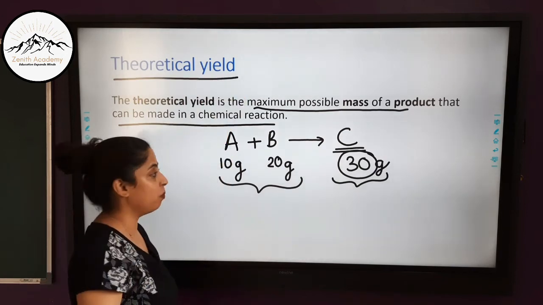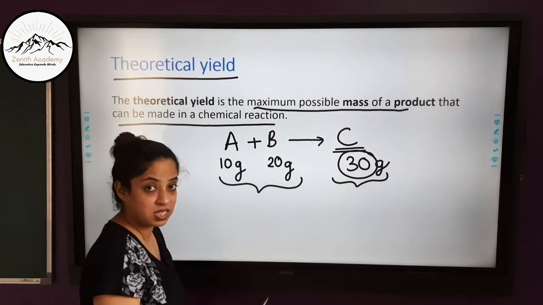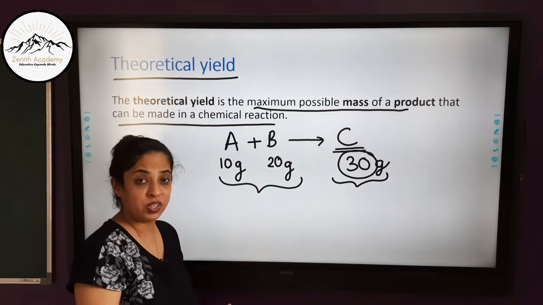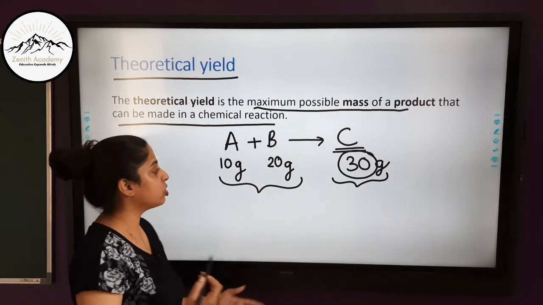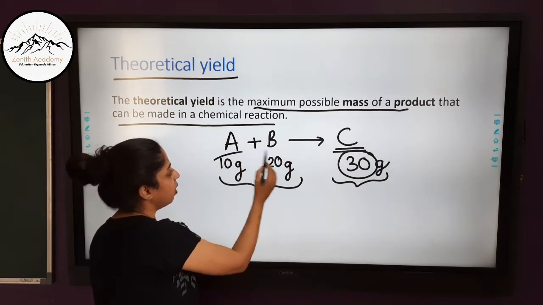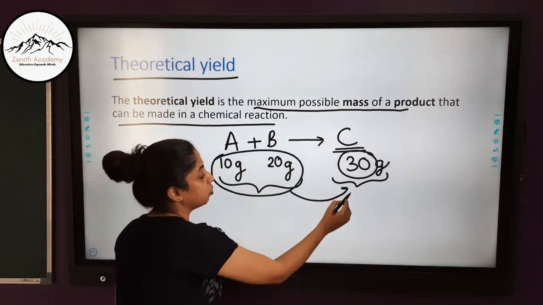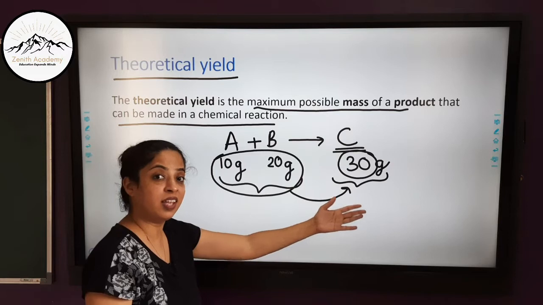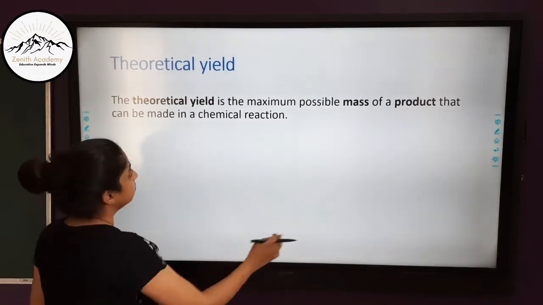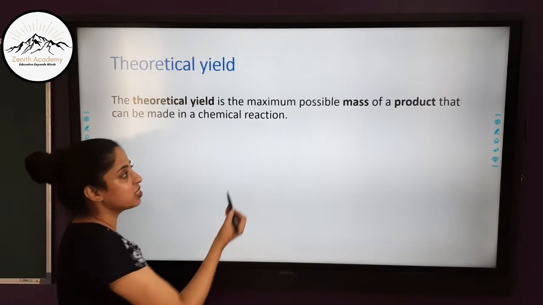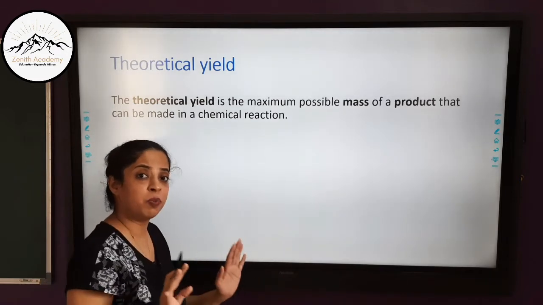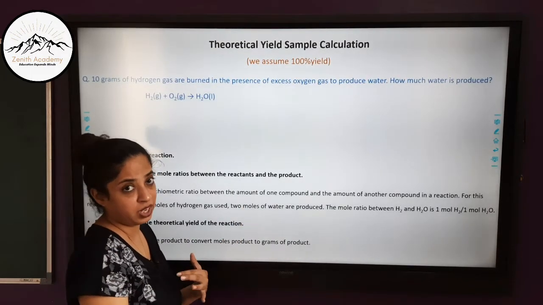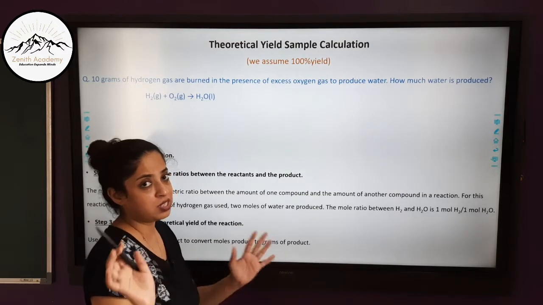But children, you should remember that this is just a theoretical concept. In practice, when we do a chemical reaction in a lab or maybe in an industry, there is always a loss in mass. So it is not that the whole mass is getting converted 100% into product. There can be some losses. We'll study about what factors lead to the change in the yield in our coming slides. So you should just remember that theoretical yield is the maximum possible mass of the product that can be formed according to theory. And we assume that we are getting 100% yield. At that time, the yield that is calculated is theoretical yield.